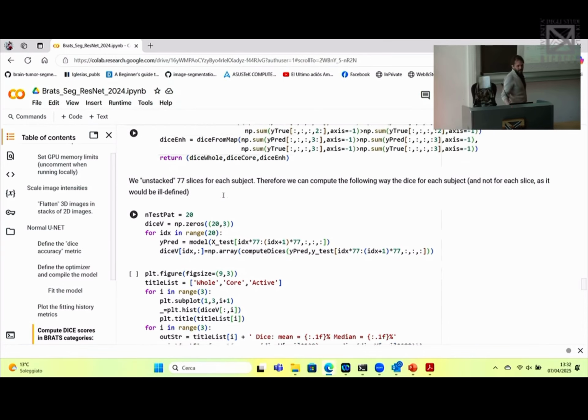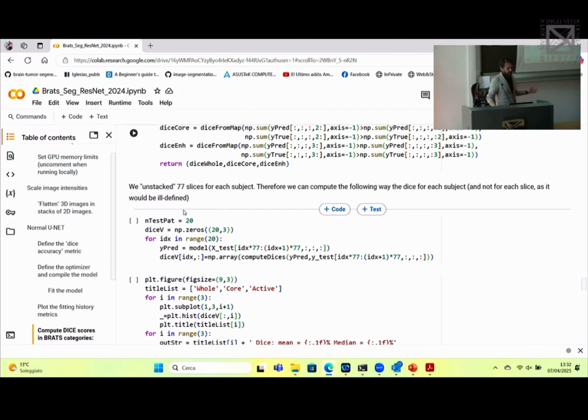Now, another issue that you need to keep in mind is that we define the model that works on single slices. What we need to do, however, when estimating the dice score is estimating it at the patient level, not at the slice level. By the way, most slices will be empty. So what we need to do is to get our initial data set before reshaping that and processing, in this case, one slice at a time, stack them together, and then compute the dice score of the whole patient.